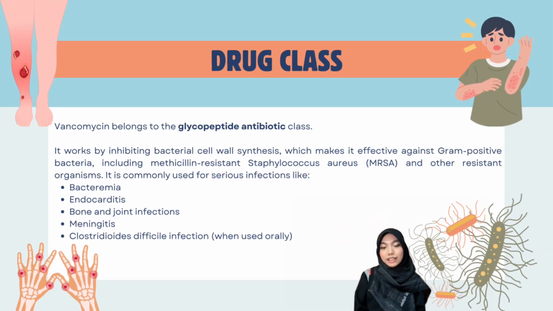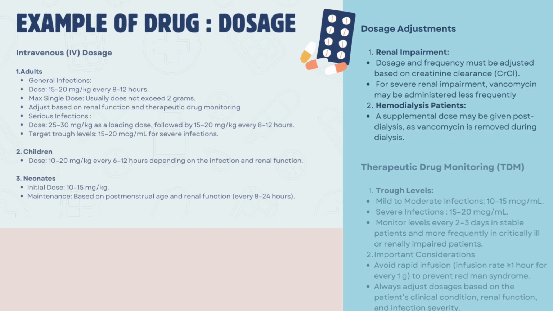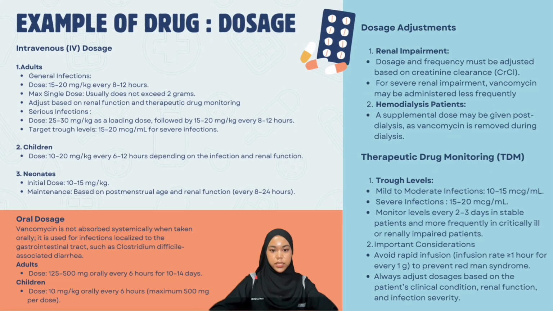Glycopeptide antibiotics are crucial in treating serious bacterial infection, especially those that are resistant to the other antibiotics. It works by inhibiting the bacterial cell wall synthesis, making it effective against gram-positive bacteria, including methicillin-resistant Staphylococcus aureus and other resistant organisms. It is commonly used for serious infections like bacteremia, endocarditis, bone and joint infections, meningitis, and other serious infections. Let's go through the dosage guidelines step by step.